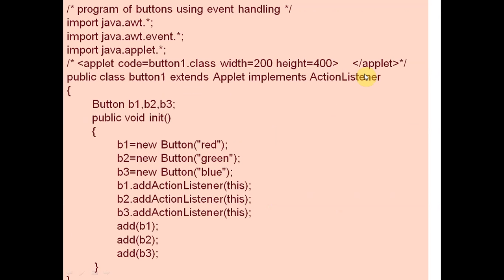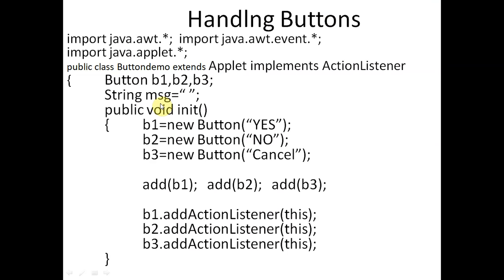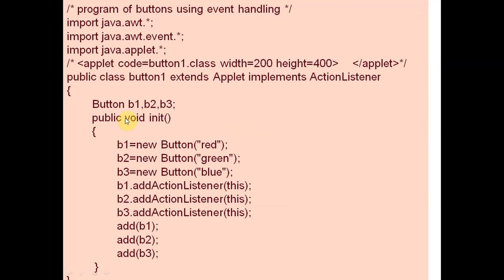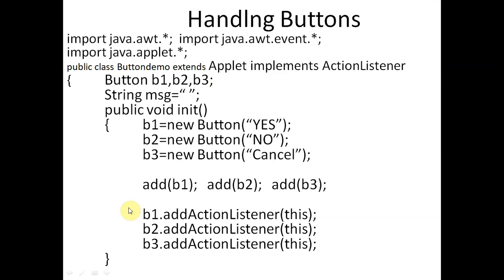As in the previous one, it extends Applet and implements ActionListener, and the name of the class is Button1. Inside this we have three buttons, b1, b2 and b3, and one string message which is initially blank. Then we write public void init. As in the previous program, we have the init function, and then we define all three buttons.